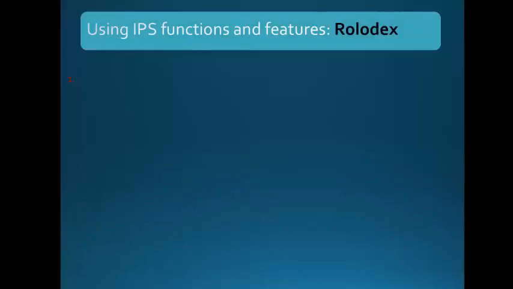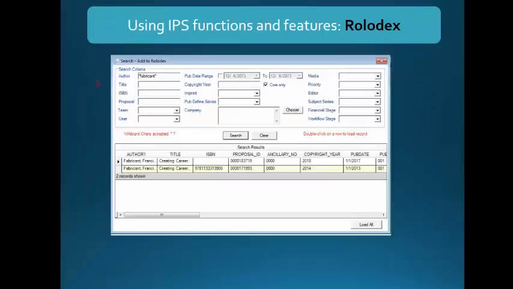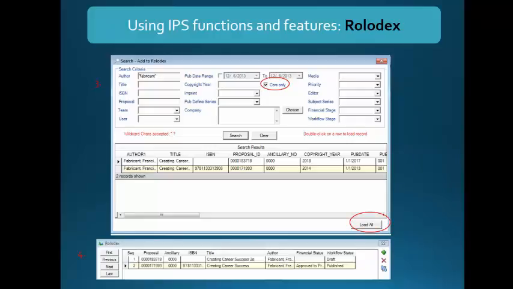Use the Rolodex function to organize and save commonly accessed proposals. Click the Rolodex icon. Once that window opens up, select the green plus sign. The search menu we were just looking in opens up. In this example, I'm searching for the core-only products, so I want to make sure I click the core-only box. And then I can choose Load All. Your Rolodex now contains the items from your search results.